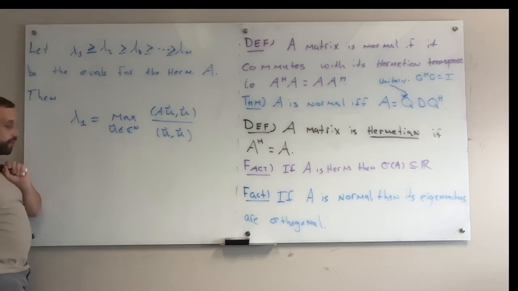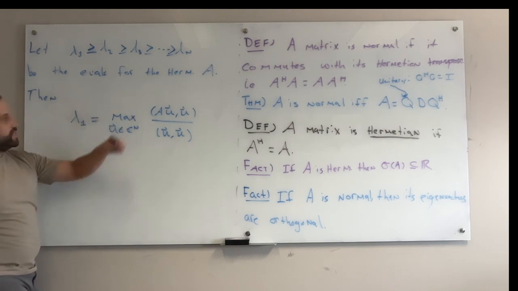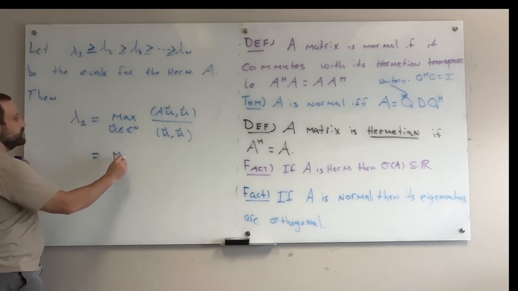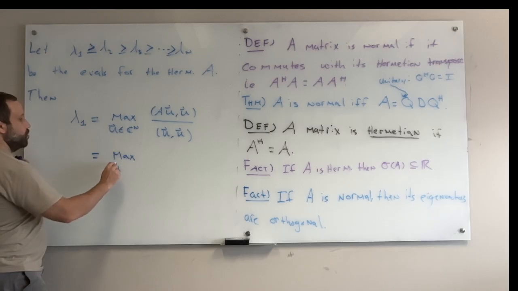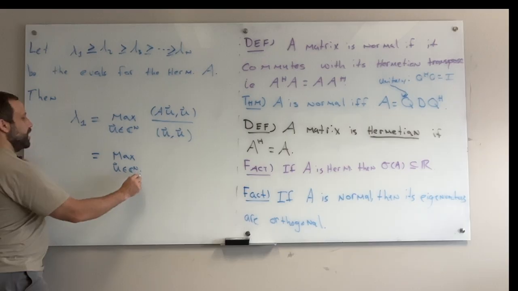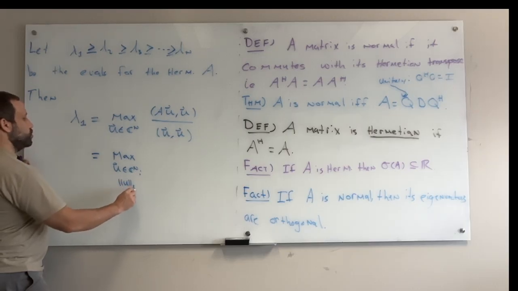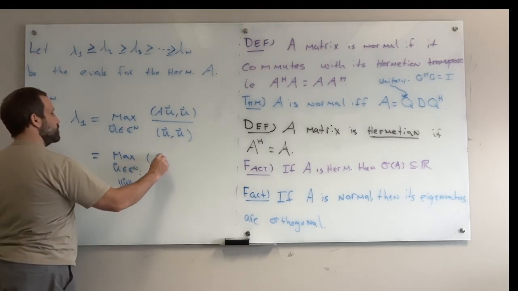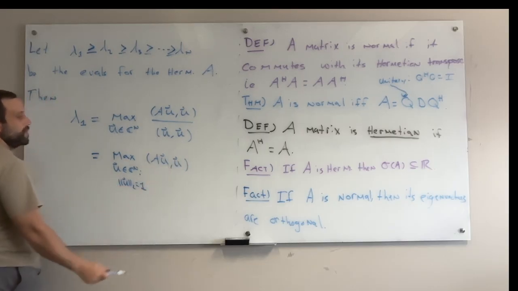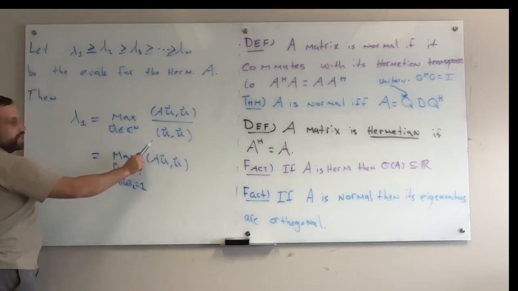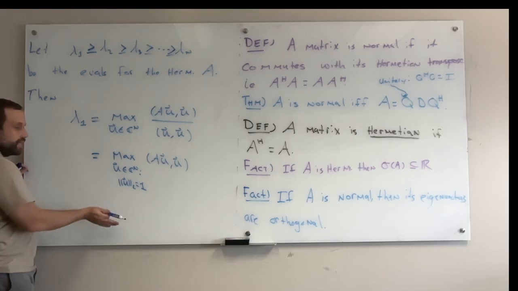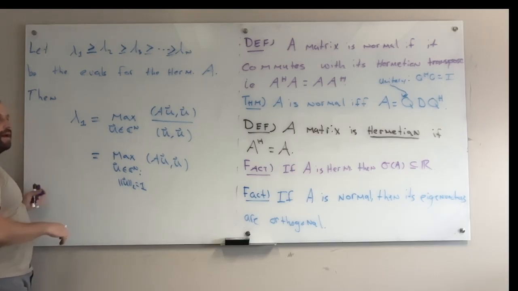And we actually know that this is a maximum and not just a supremum. The reason is because we can replace this, and write this as the maximum over u in C^n such that the 2-norm of u is equal to 1 of <Au, u>. And now this is a continuous function of the variable u over a compact set, and so it attains both a minimum and a maximum.